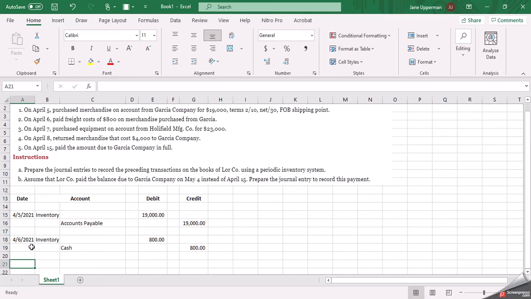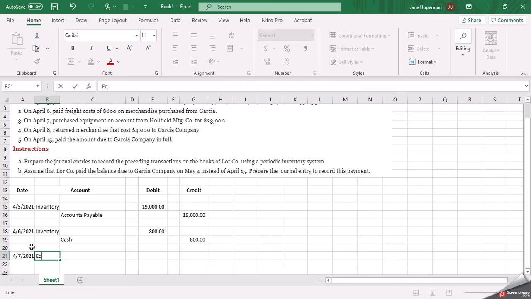Then we've purchased equipment on account from the Holofield Manufacturing Company on April 7th. So we debit equipment for $23,000, and again on account means the credit goes to accounts payable.